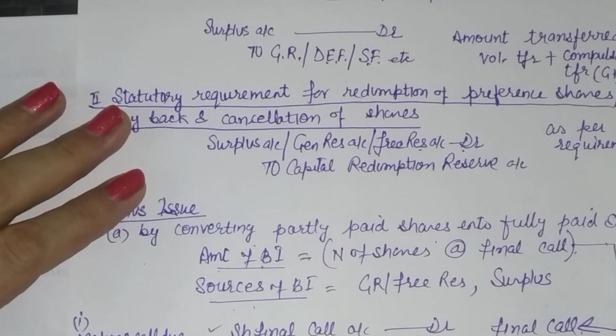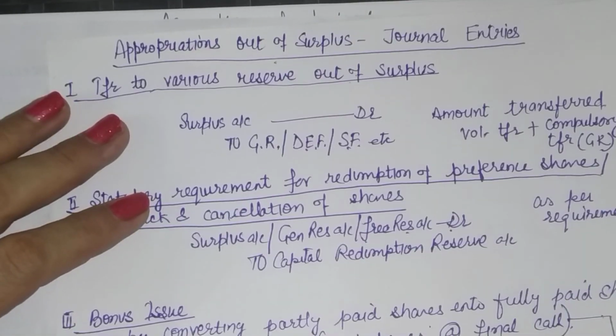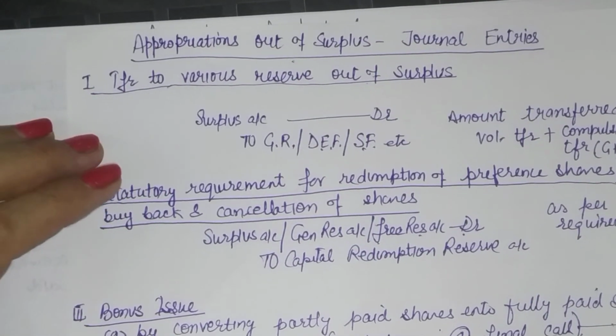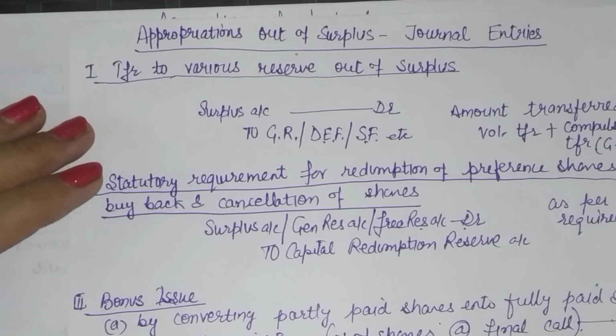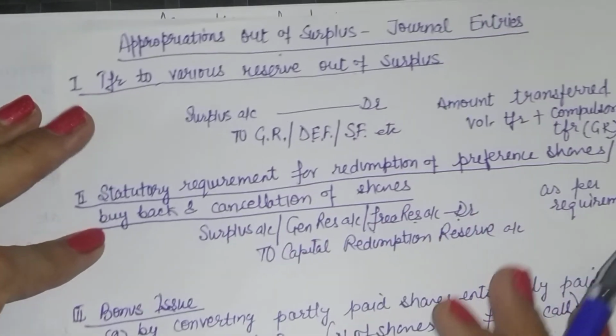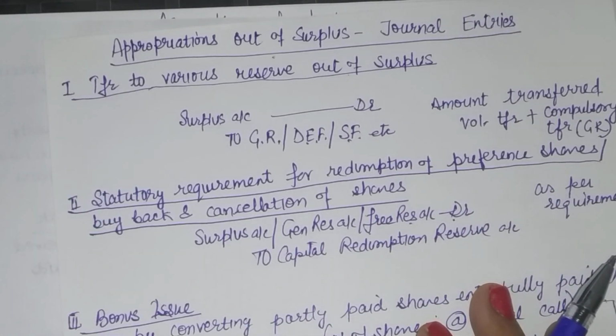Now we are having the next adjustment, that is dividend. So we'll be taking up dividend next time. First of all, we'll study the basic provisions of dividend. Then we'll start with the calculation of the amount and sources of payment of dividend. And then journal entries. Thank you.